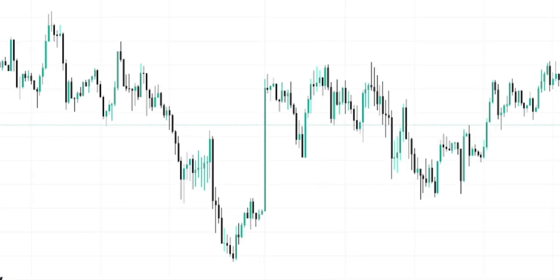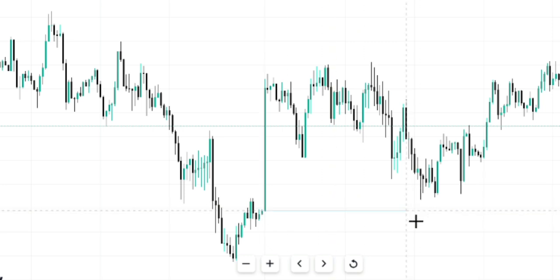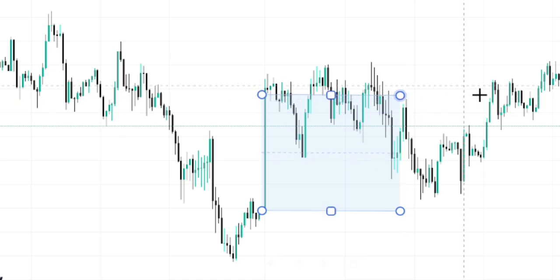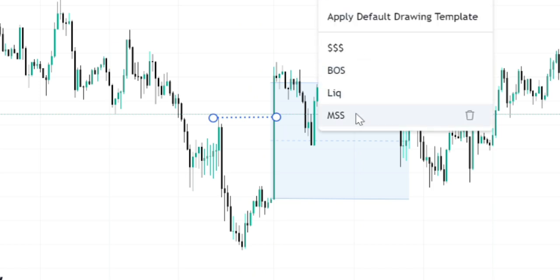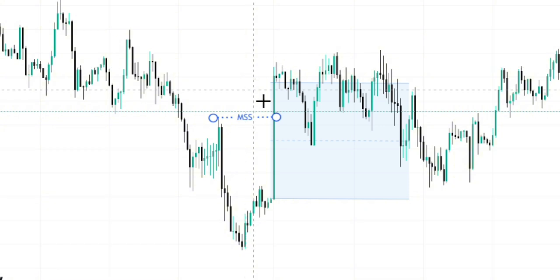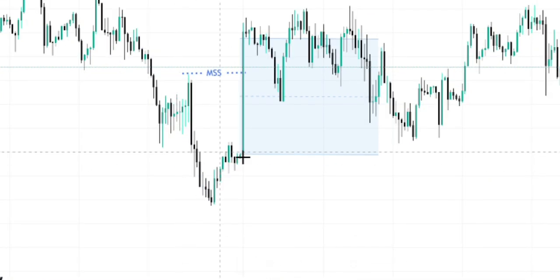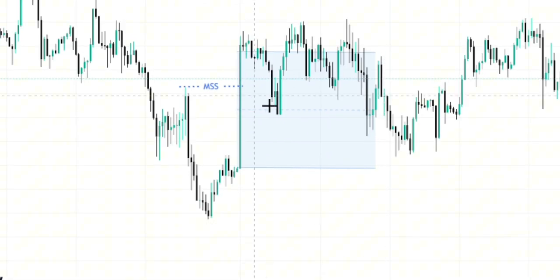Okay, so we can spot this fair value gap here. We can spot the fair value gap from this point here and to this point. And also we can see a market structure shift. So I want to see a market structure shift first. Okay, there's a market structure shift here. And now you may want to take this trade from here.